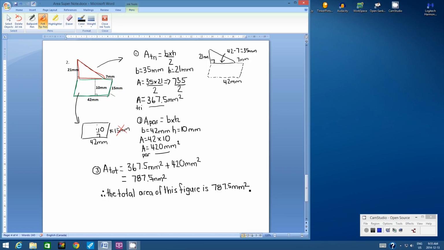Okay. Now think of the endless possibilities of the amount of shapes that we could combine together to form composite shapes. Okay, this concludes this tutorial, and that's the last section on the area supernote.